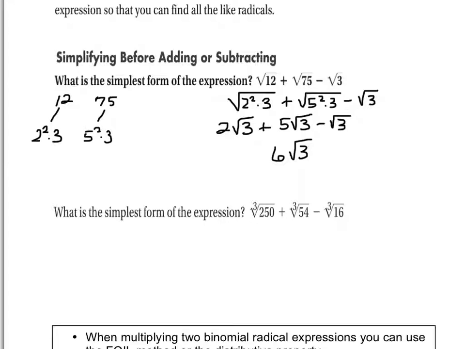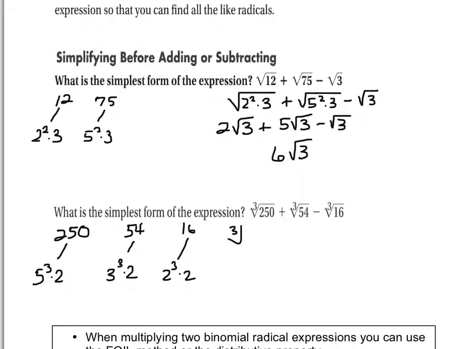Okay? Same situation with this problem. If I take 250, again, on the cube ones, I want a cube. So 250 is 5 cubed times 2. 54 is 3 cubed times 2. And 16 is 2 cubed times 2. Okay, so I can break all these down.